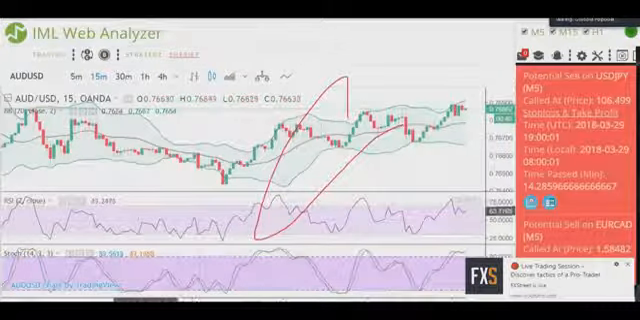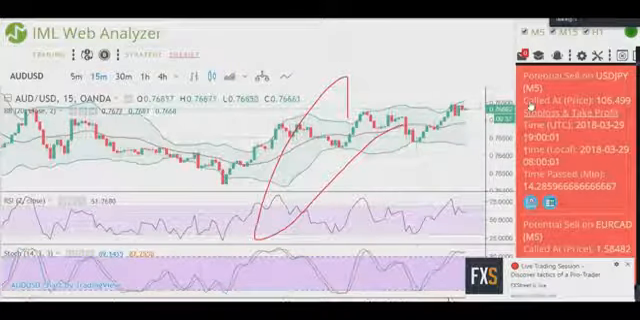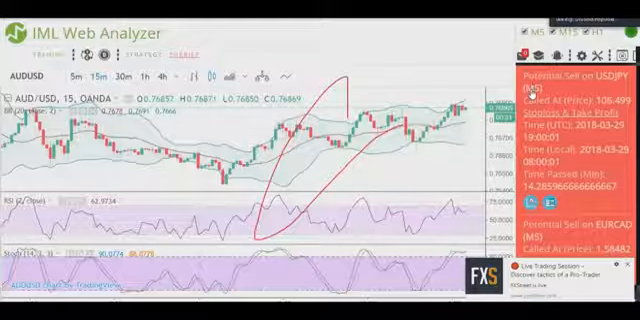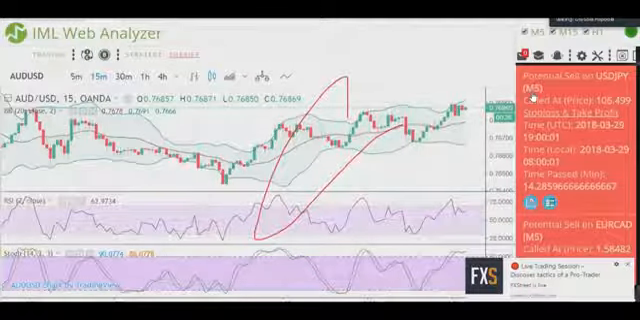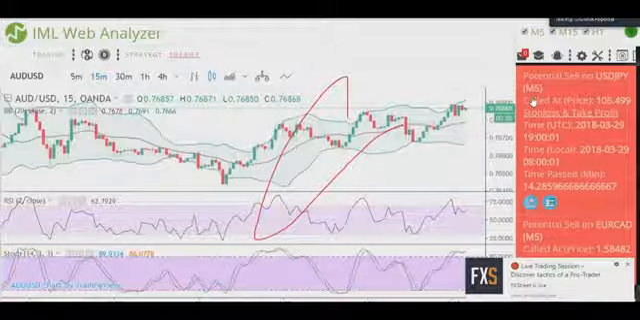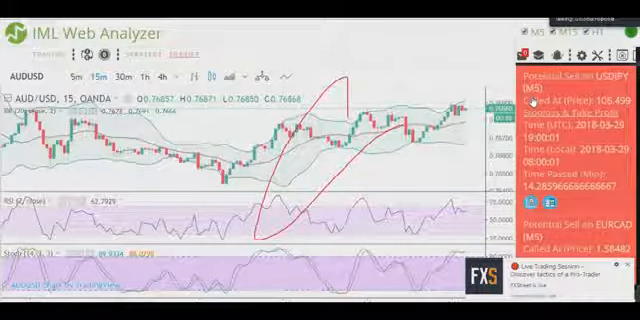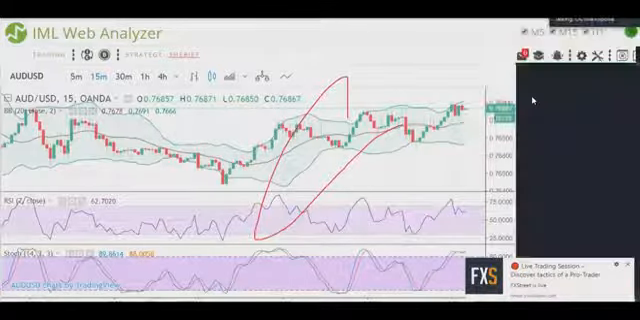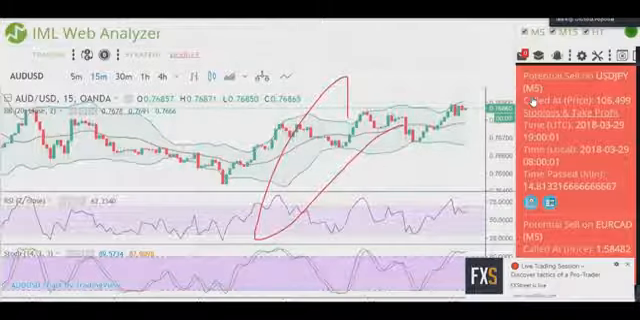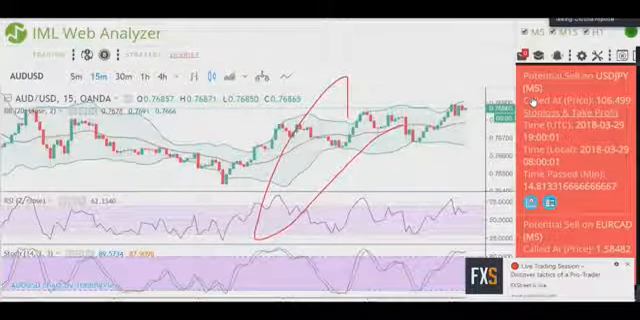Let's look at this. On the right side, let me quickly explain. To my right, you can see the red shaded portion. Every time the web analyzer gives us trade signals, if it is going to be a buy, it comes out in green. If it's going to be a sell, it comes out in red.